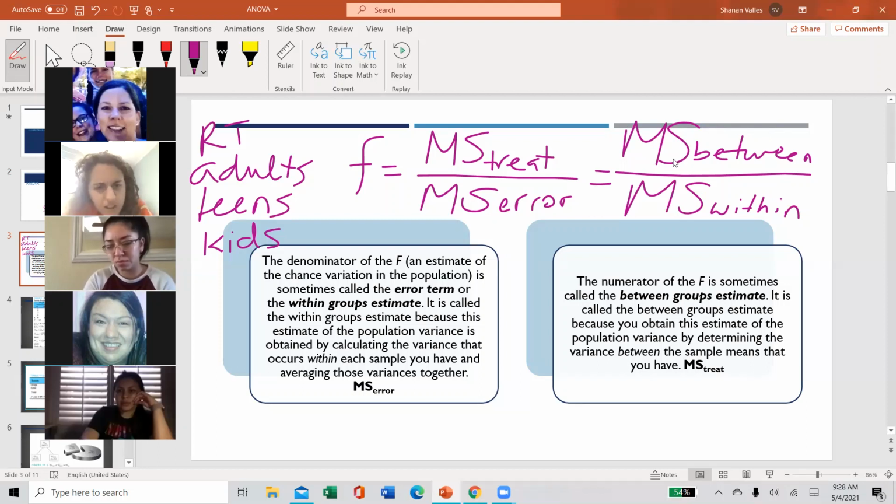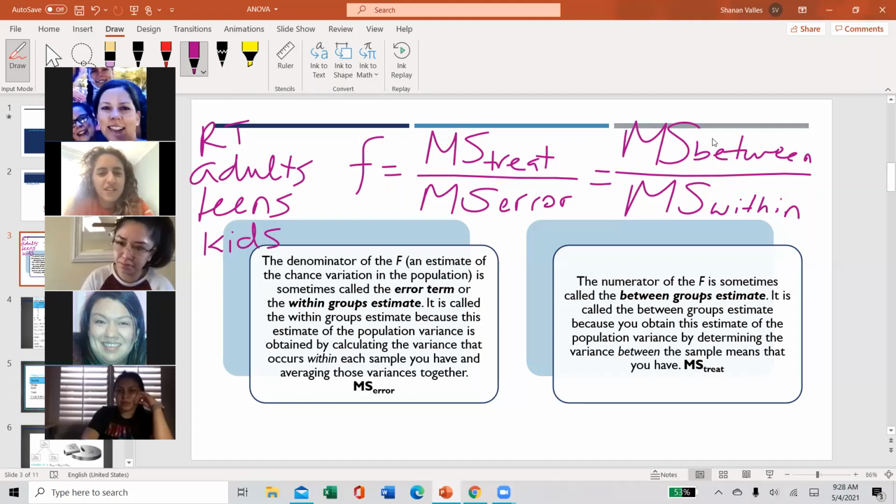Wait, sorry, is it this one, the numerator? The numerator is talking about, if you're comparing between adults, teens, and kids, while within is like comparing a group of adults, like between ages of this and then between this range of ages? Is that what it's doing?